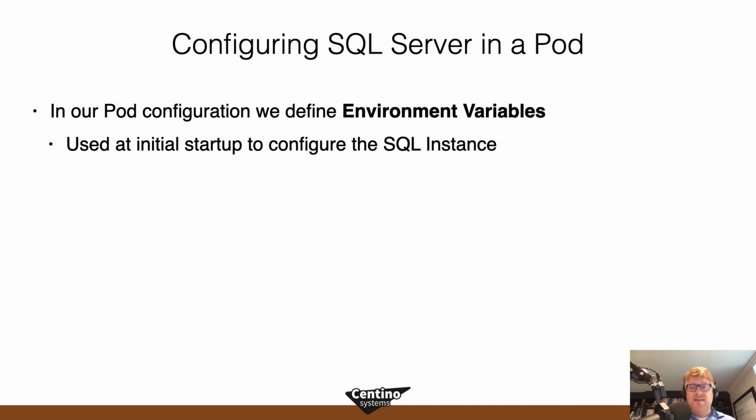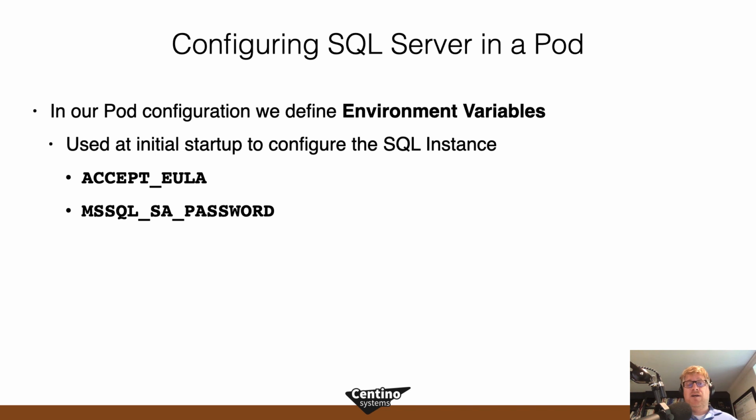And so two key environment variables that we have to have that very, very first time we start up SQL Server inside of Kubernetes are ACCEPT_EULA and also MSSQL_SA_PASSWORD. So ACCEPT_EULA is going to define whether or not we accept the user agreement, and then the SA password is actually used to set the SA password inside of the database system.